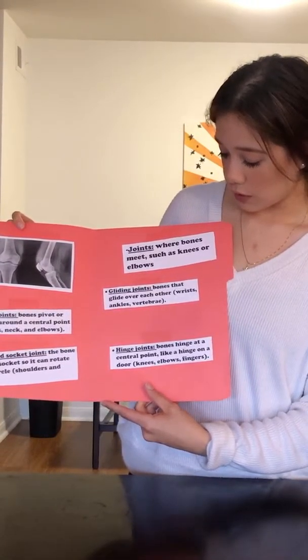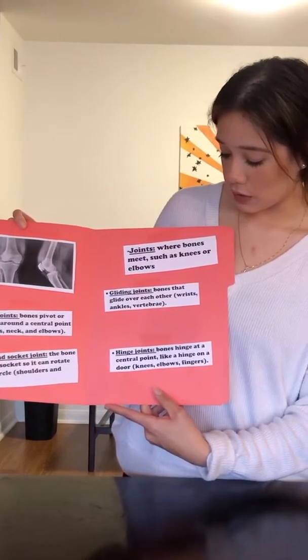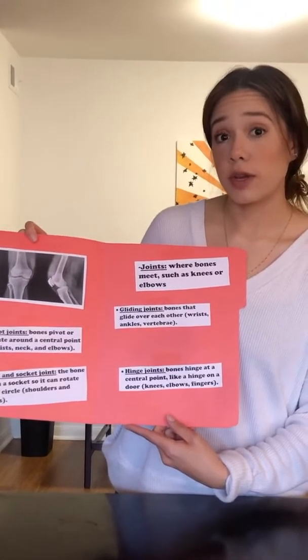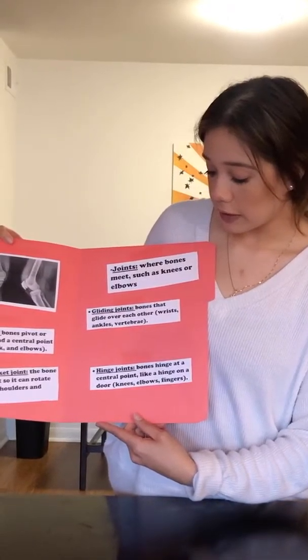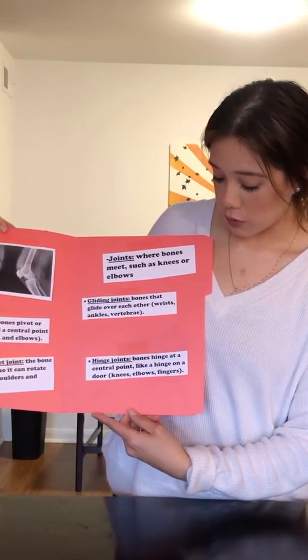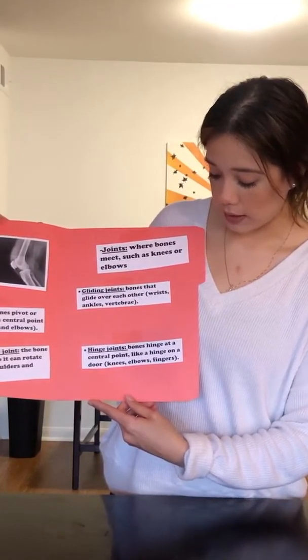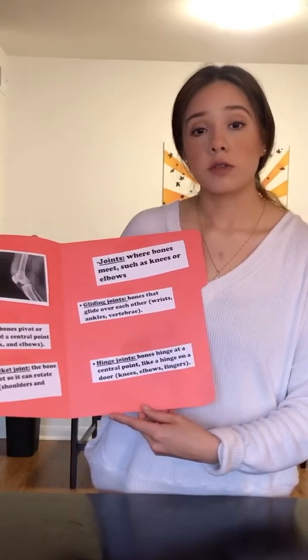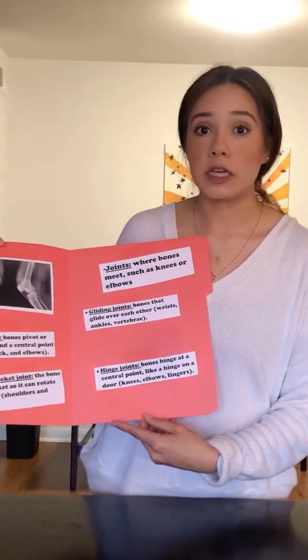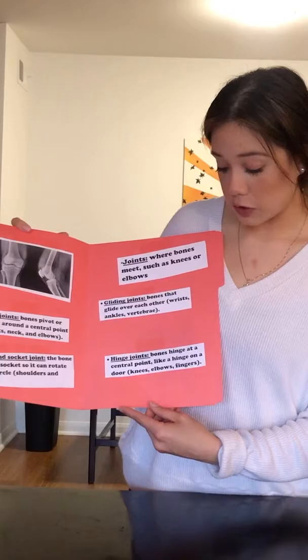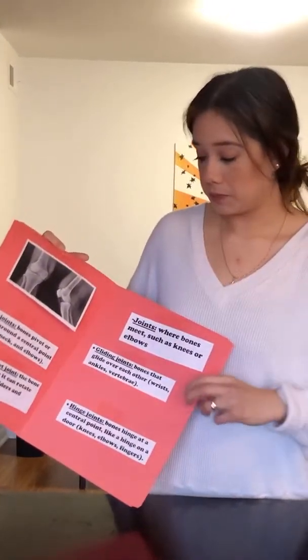Your gliding joints are bones that glide over each other, so those would be your wrists, your ankles, and then your vertebrae. So then finally you have your hinge joints. Those are going to be your bones that hinge at a central point, like a hinge on a door. If you open a door or a cabinet and you see a hinge, that's what you can think of as an example. So those would be your knees, your elbows, or even your fingers.